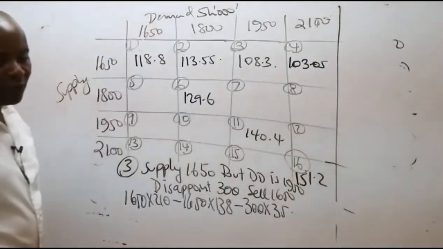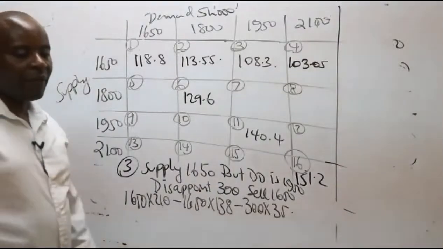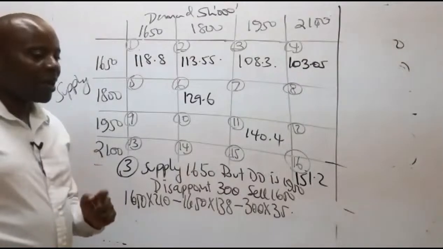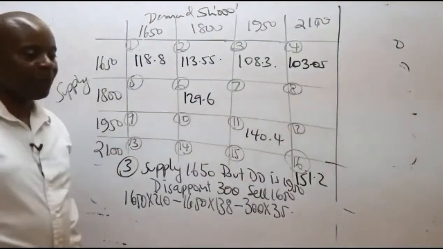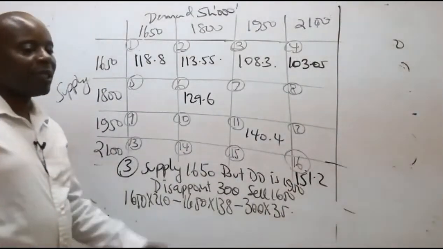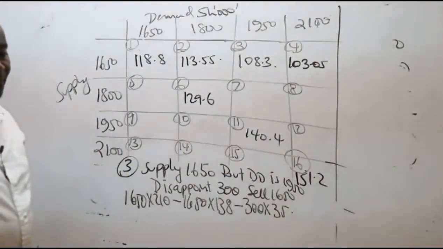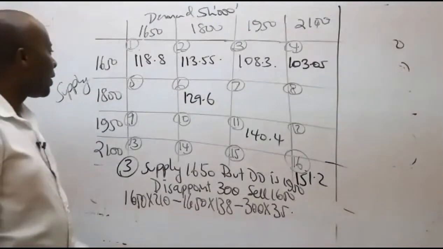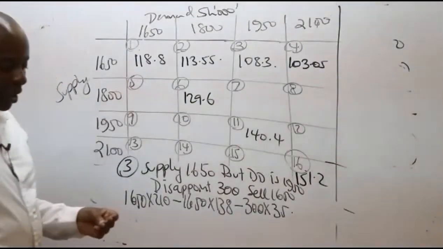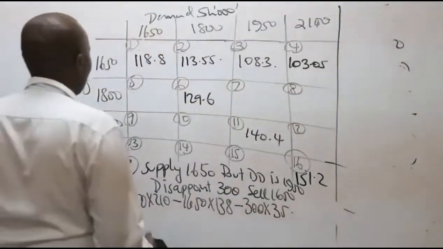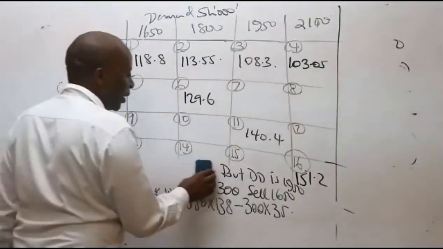Thank you very much for giving me the first answer. Try again. If you are unable to get it, I'll show you how to get it. Because there we are going to sell just 1650, but we shall disappoint quite a number of customers there. So let us go to cell number 5. Cell number 5 is quite a tricky one.